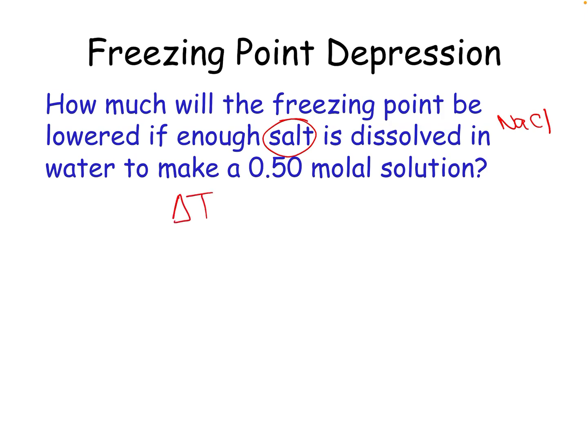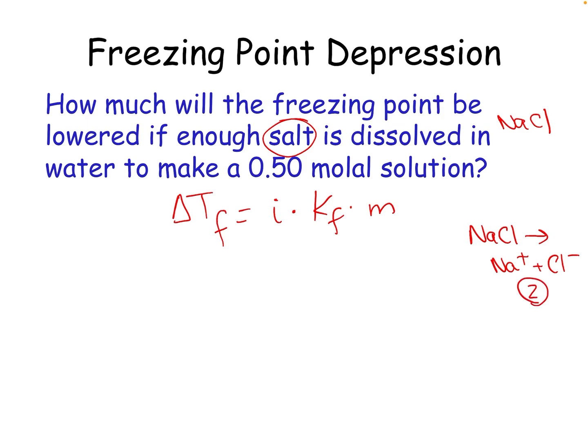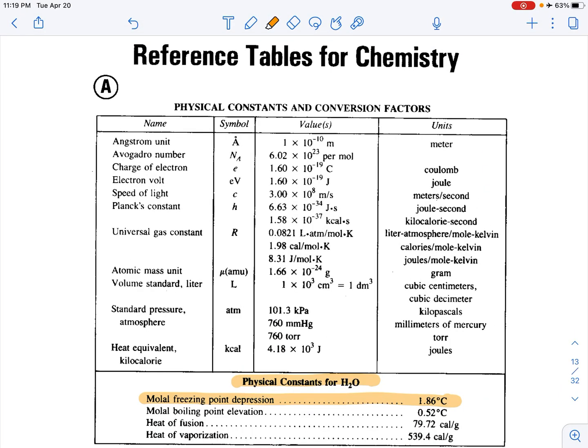So delta T sub F equals i times K sub F times little m for molality. Okay, so if we have NaCl over here to the side, let's dissociate that. So that's going to be Na+ and Cl-, which means 2 ions, which means the Van't Hoff factor is 2. So delta T sub F is 2. Our molal freezing point depression constant, it's dissolved in water, so we're going to use that 1.86 degrees Celsius.